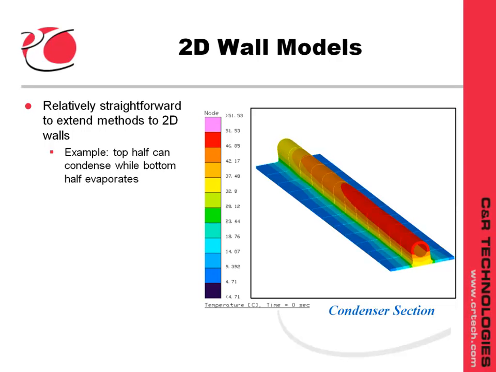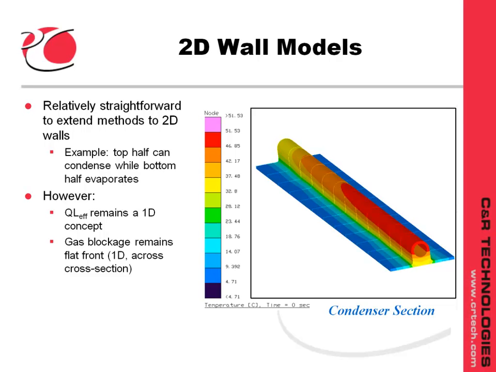It's easy enough to extend the central saturation node idea to multiple dimensions, but not as easy to extend the power length product concept, QL effective, nor to handle complex shaped gas fronts. So even in a 2D pipe, both of those remain 1D concepts. In other words, the QL effective product is integrated along the length of the pipe.